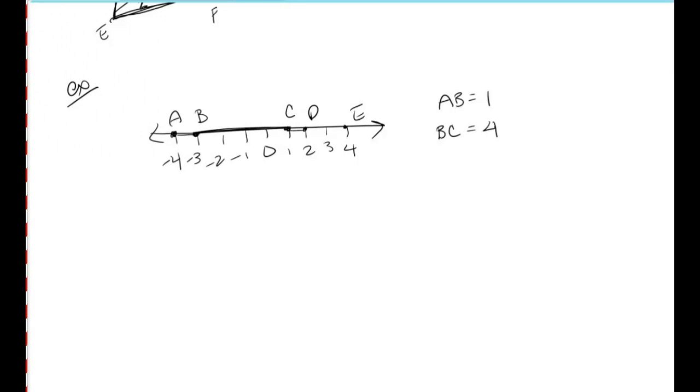What about CD? Again, it's just 1. What about DE? There's 2. Let's change it up. What about BD? Now I want this guy from -3 to 2. We can count that up and make that 5. Or what about from C to E? That distance is 3. So the first part of your assignment is just going to be identifying lengths of segments and comparing them on a number line. That should be pretty easy.